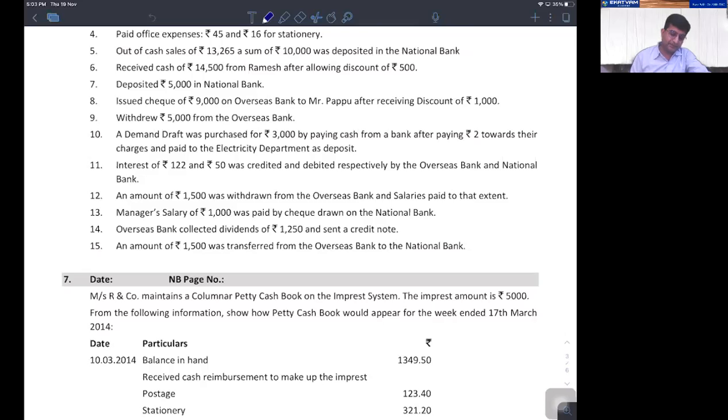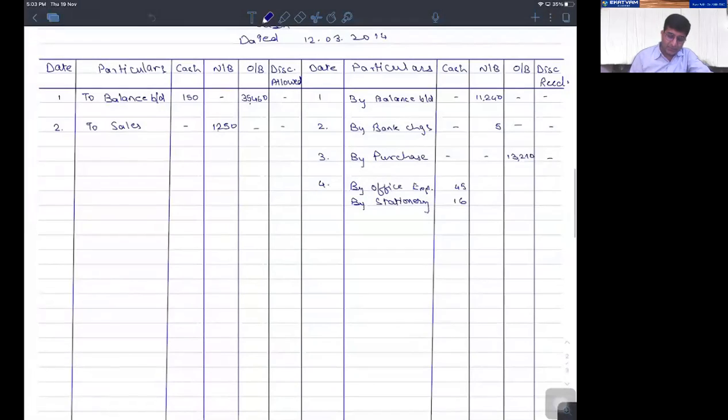So accordingly, in the cash book on the debit side for the fifth transaction we are recording to sales in the cash column 13,265. This is the first part of it. And second part is what? Depositing cash into bank. So my entry will be to cash in the National Bank column 10,000.